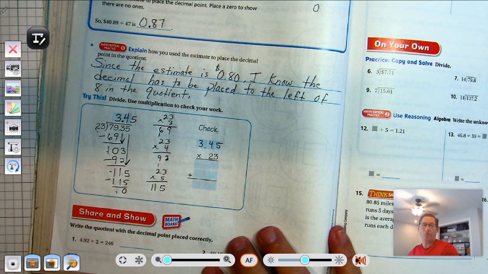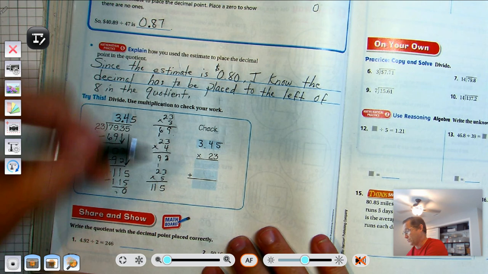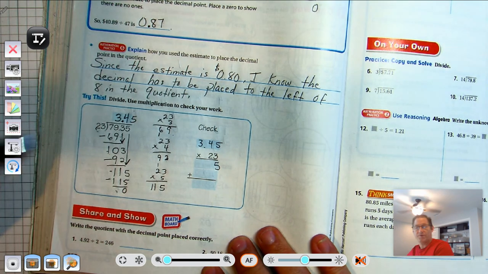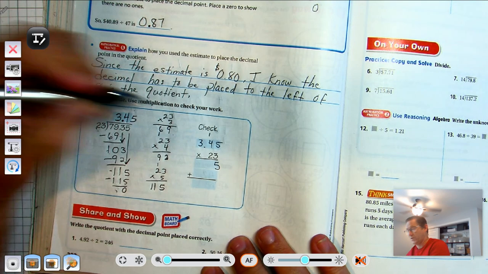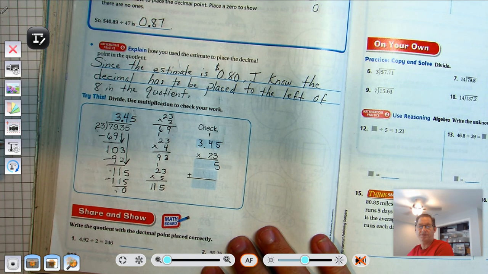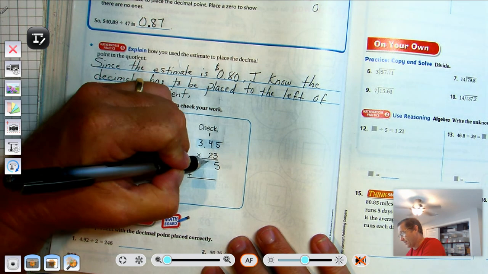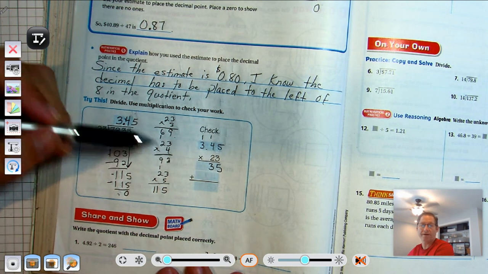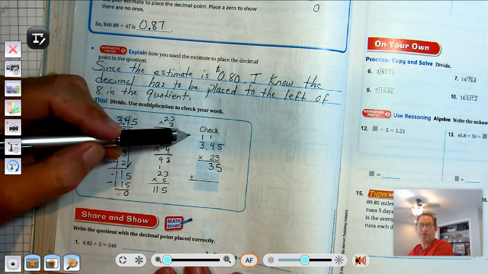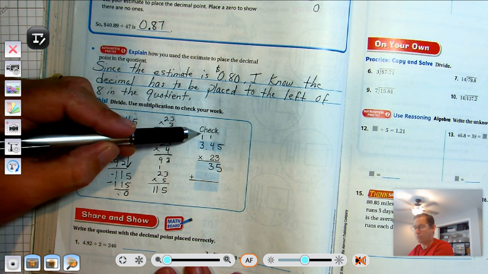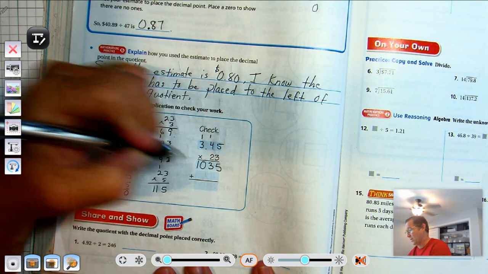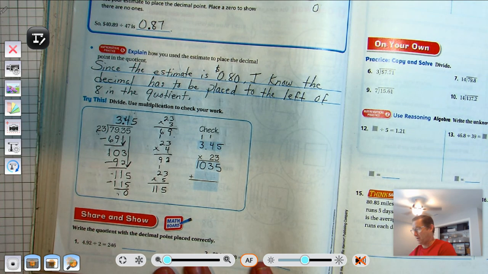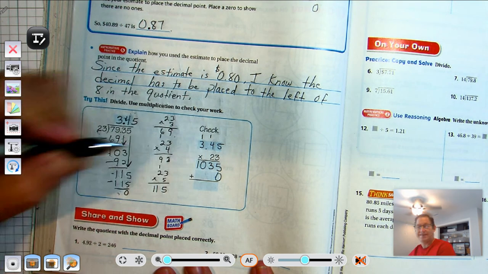Write 3 and 45 hundredths times 23. Well, 3 times 5 is 15. Regroup that as 1 tenth and 5 hundredths. 3 times 4 tenths is 12 tenths, plus the regrouped tenth is 13 tenths. Regroup that as 1 whole and 3 tenths. 3 times 3 ones is 9 ones, plus the regrouped 1 would be 10 ones. Okay, we're moving to the tens.